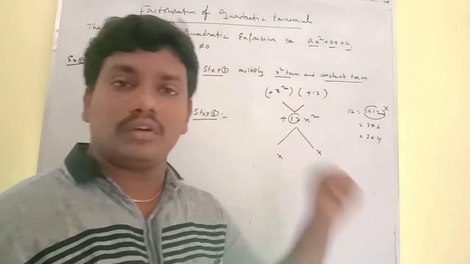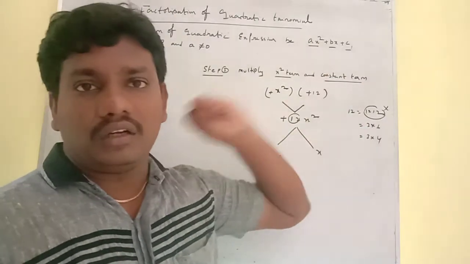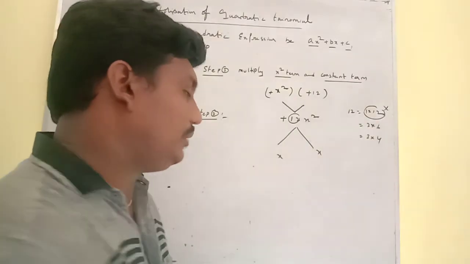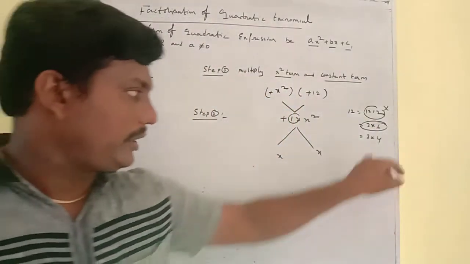6 minus 2 is 4. So is 4 possible? No, 4 is also not there. That's the reason why we are not considering 4 also. That means 2 and 6 is also not possible. Then the 3 and 4 pair we have to check.